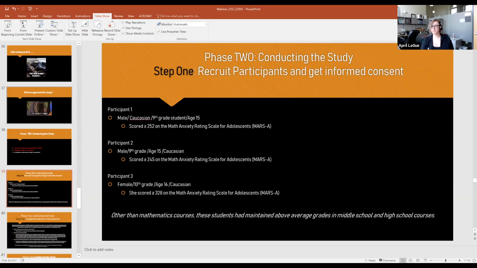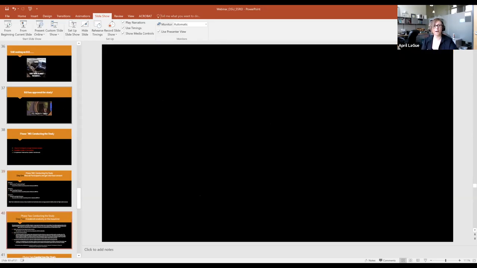In other mathematics courses, and this is important to know also, isolating that behavior of math anxiety, the students maintained above average grades in their middle school and high school, but were failing math. So these are students who historically perform very well in school. Again, adding to their anxiety: now I'm failing a class and I don't even know what that feels like. I bring that up because it's really important in single subject to know your participants, know their behaviors, know their background. And this is why it's such a huge research design that can be used in counseling, because we know our students, we know our clients, and it just fits so well.